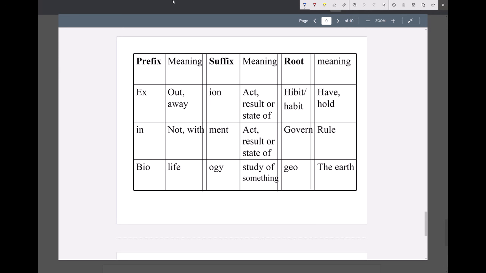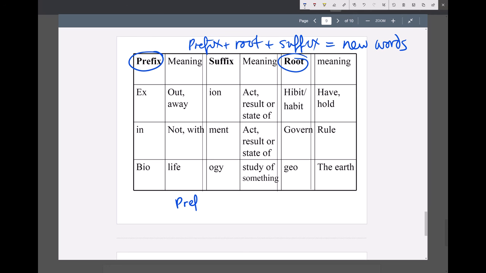So if you were to look at this in the chart, the structure is the same. You have the prefix, you have the roots, then you have the suffix, and together you can make new words. Sometimes you can just add a prefix and have another word. Sometimes you can have a root and add a suffix, and that's a new word as well.